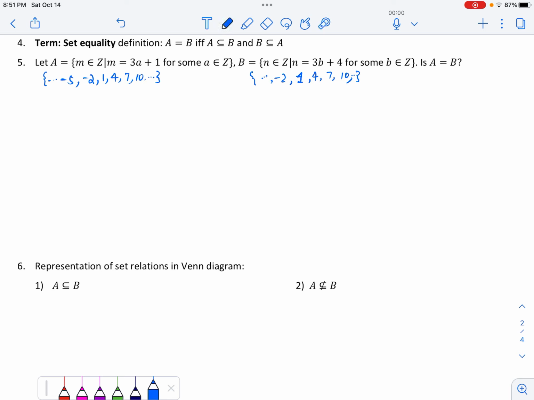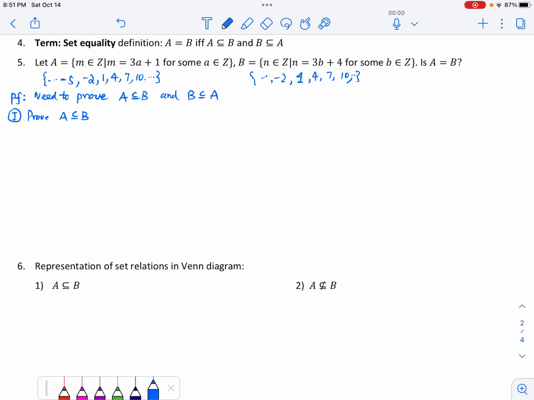Now, to prove they're the same sets, we need to prove set A is a subset of B and set B is a subset of A. So you need to prove two parts. Let's prove part 1: set A is a subset of B. I'll leave part 2 as your exercise, but they're very similar.